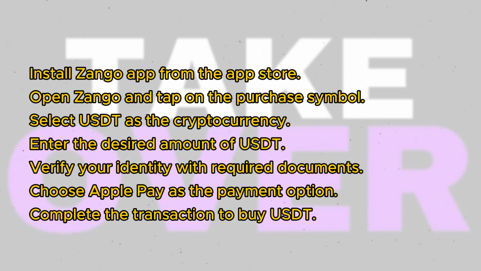After installing Zango, tap on the purchase symbol within the app. Select USDT as the cryptocurrency you wish to purchase. Enter the desired amount of USDT you want to buy. Verify your identity by providing necessary documents such as your ID card or driver's license. Proceed with the verification process as required by the app.